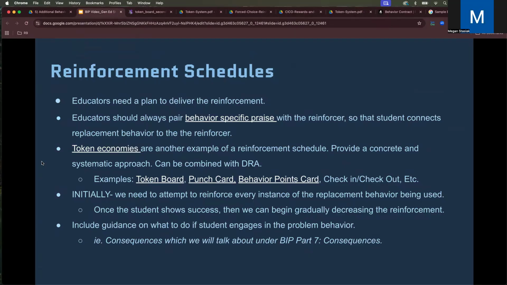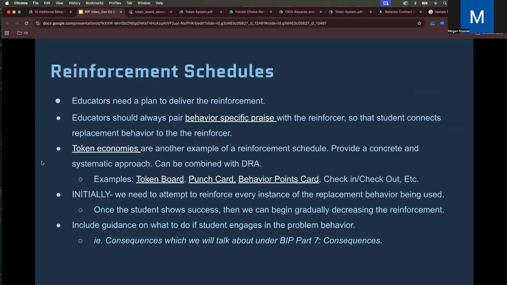I will say initially when we are introducing these BIPs, we really, really need to reinforce every single instance of that replacement behavior being used, meaning they might earn more rewards for the first couple of days just to really get that student's interest and buy-in. And then once they show success, we can look at gradually decreasing the reinforcement. Maybe they were getting a reward every fifth flower. Okay, we did so good with that. Let's try to get to 10 flowers, then we get that reward.